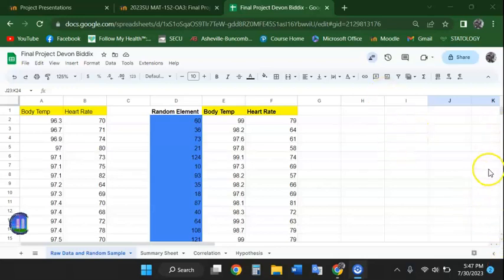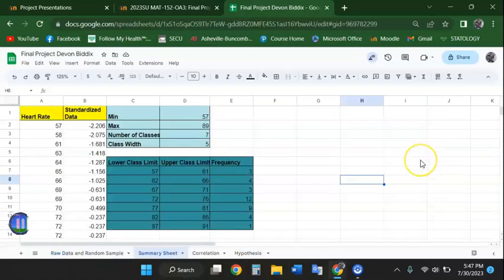I have the data set of body temperature and heart rate. I did the summary sheet here. If it will load, that will be great.